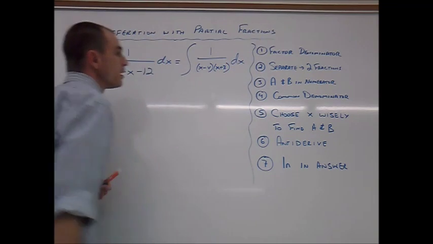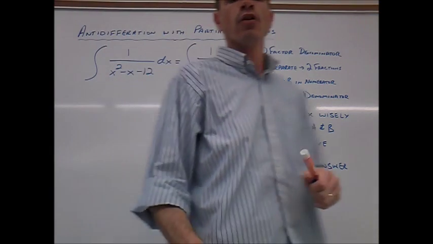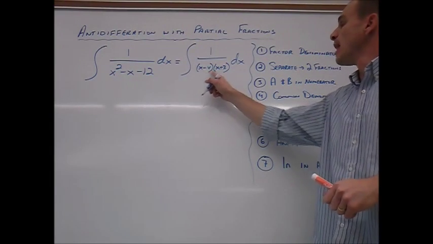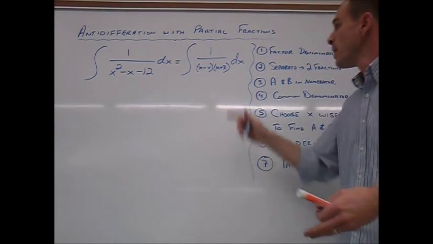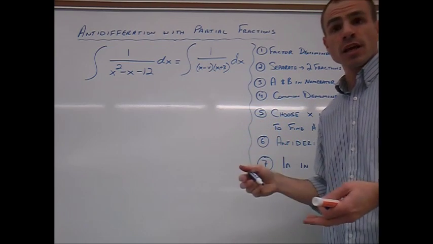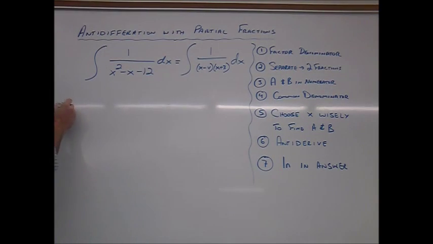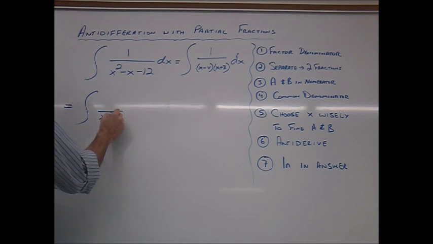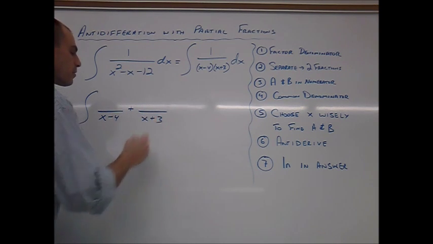Let me just separate that. Okay, so we've taken this quadratic and we just turned it into a product of two binomials. Now that we have two binomials, we're going to break this apart. Okay, because by definition, if the denominator is x minus 4 times x plus 3, and from the previous video we know that this is really equal to a sum. It's equal to a sum, I still need my antiderivative, where one of the denominators is x minus 4, and the other denominator is x plus 3.